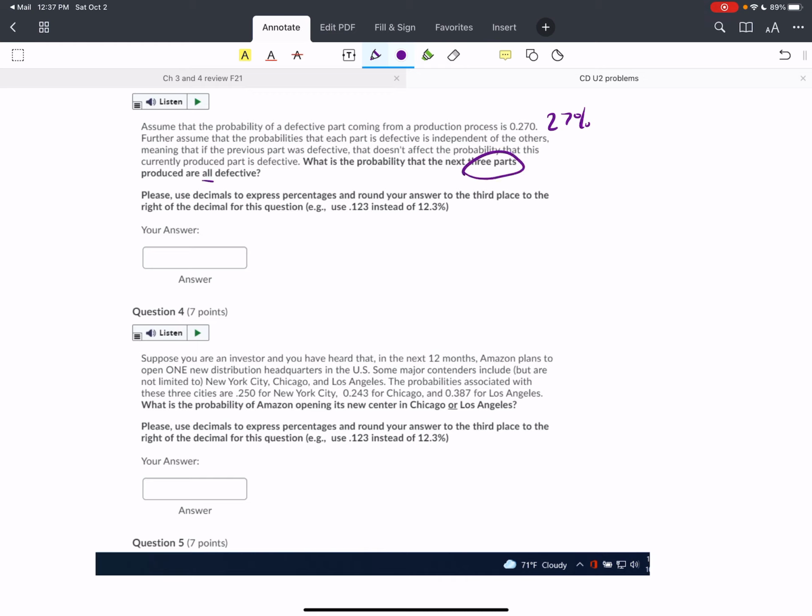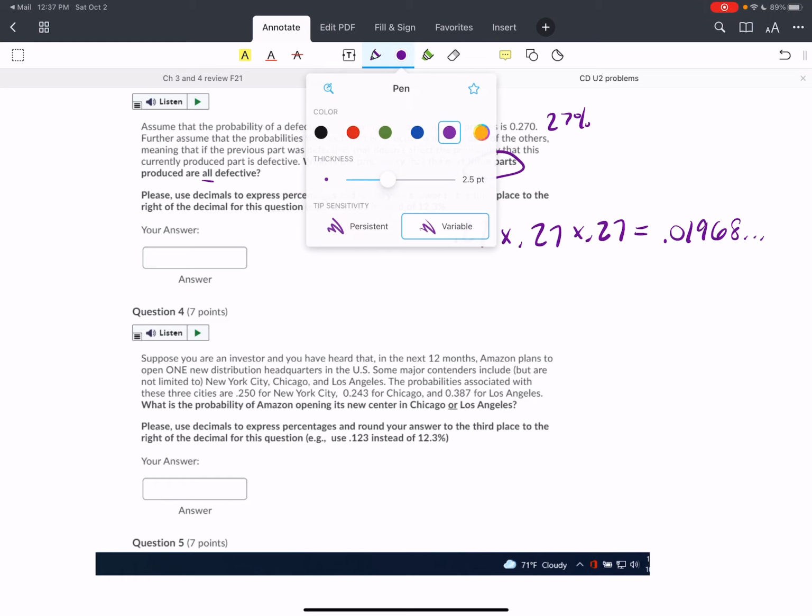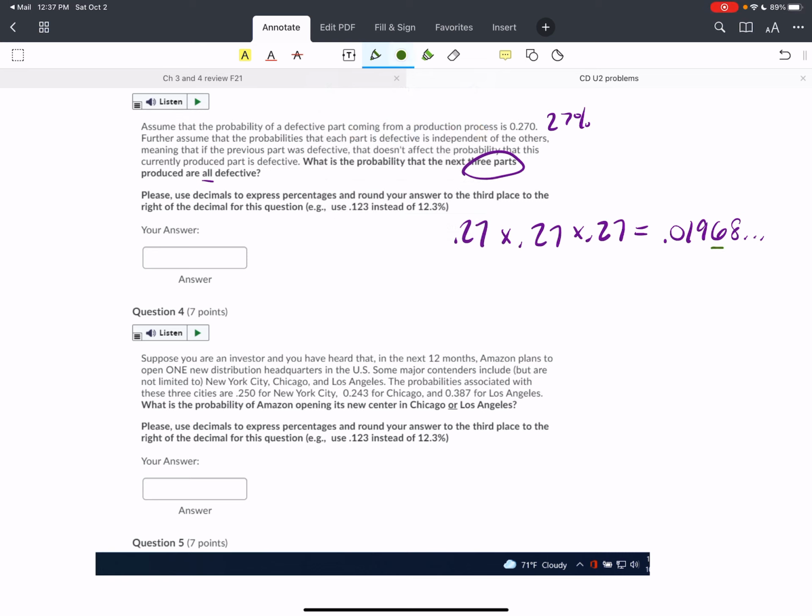So this is where we use the rule of multiplication. It's simply the same probability for each. For the first, there's a 0.27 chance that it's defective. For the second, there's a 0.27 chance. And for the third, there's also a 0.27 chance. And so you would get an answer of 0.01968 and on and on on your calculator. But recall, we were asked to round to the thousandths position. So my answer here is 0.020.